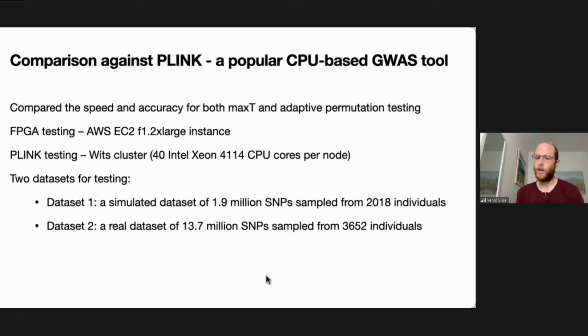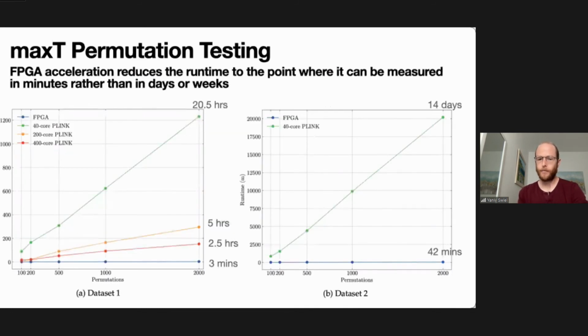FPGA testing was done on an AWS EC2 F1 2x large instance, and Plink testing was done on the VITS cluster, which consists of 40 Intel Xeon CPU cores per node. Two datasets were used for testing: a simulated dataset of 1.9 million SNPs sampled from just over 2,000 individuals, and then a much larger real dataset of 13.7 million SNPs sampled from 3,652 individuals.